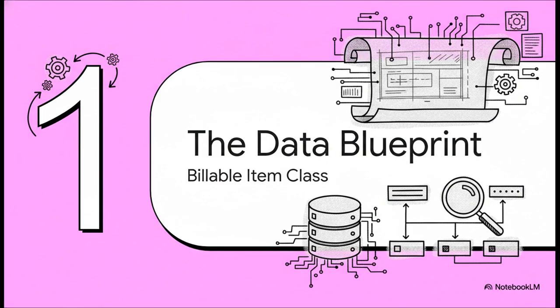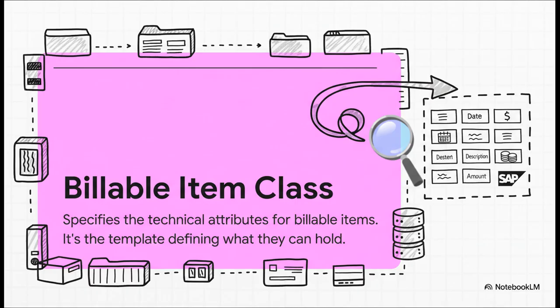To solve this little puzzle, we need to understand the core component we'll be tweaking, the billable item class. The best way to think of this? It's the master blueprint for your data. Essentially, the billable item class calls all the shots. It dictates the entire structure of a billable item. It defines every single piece of information that an item is even allowed to contain. If a field isn't in this class, the system basically has no idea what to do with it.